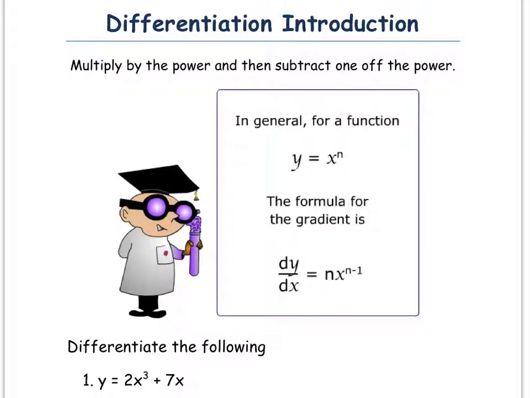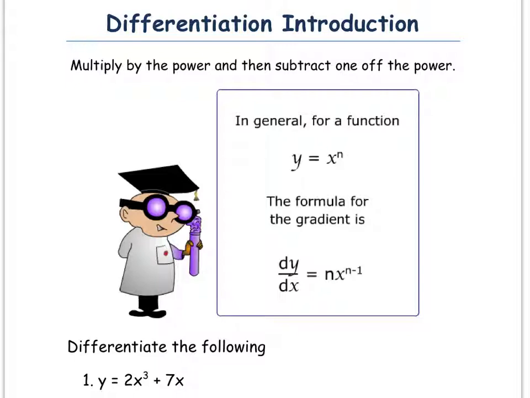Differentiation is one of the main skills you're going to learn in your A-level maths course. Differentiation is a very, very useful tool. It can be used to find things like the gradient of a tangent, the gradient of a normal, the equation of a tangent, the equation of a normal, or the maximum and minimum points on a curve.